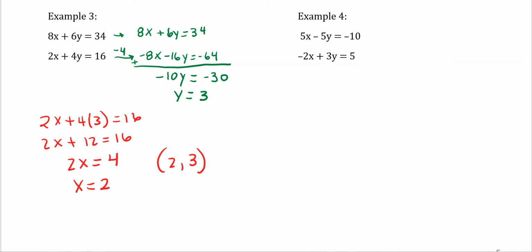In example 4, you can eliminate x or you can eliminate y. It just depends on what you want to multiply by. I'm going to multiply the first equation by 3, and I'm going to multiply the second equation by 5, so that I'm going to eliminate y. Multiply each term by 3. The second equation, I'm going to multiply each term by 5.